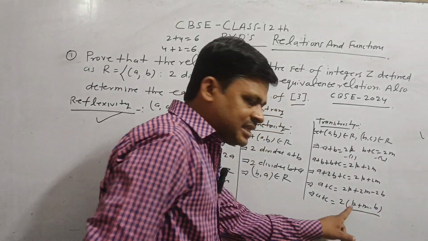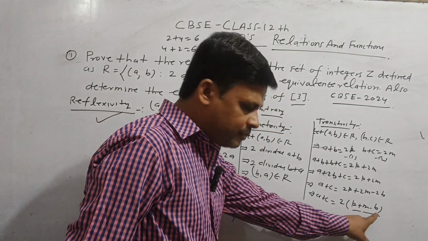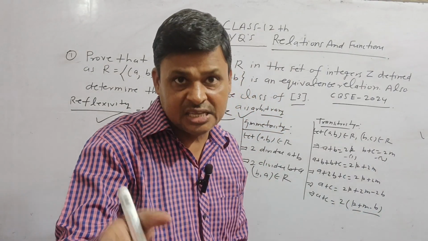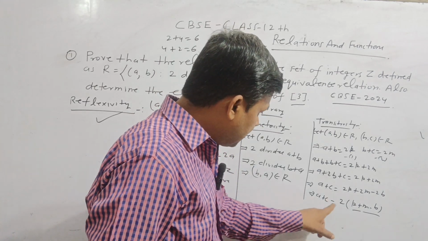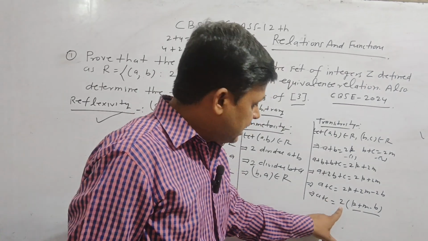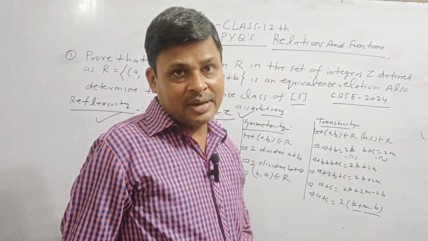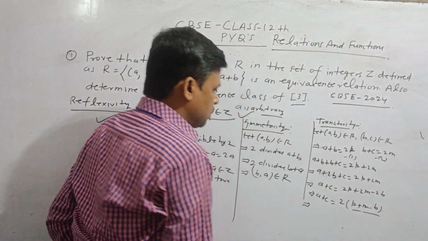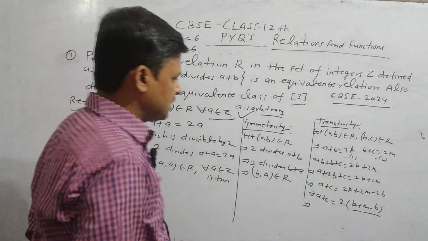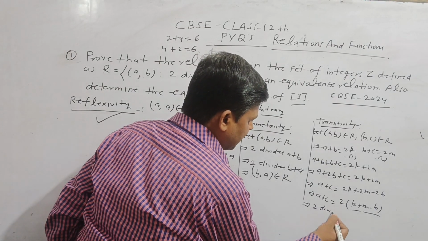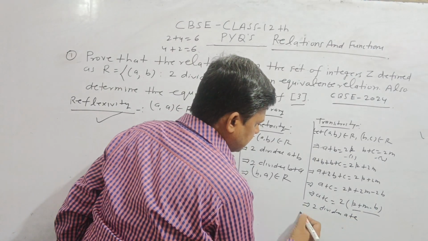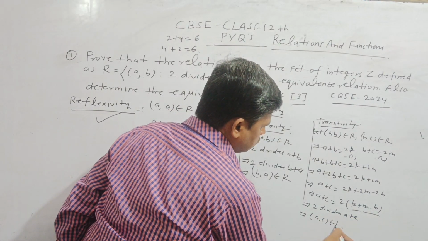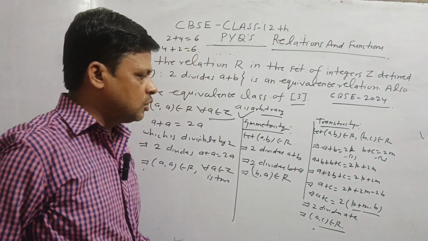So if k is an integer, m is an integer, and b is an integer, then k plus m minus b is also an integer, and a plus c is expressible as 2 into k plus m minus b, so it is also a multiple of 2. So you can say that 2 divides a plus c also. That means a comma c also belongs to R.